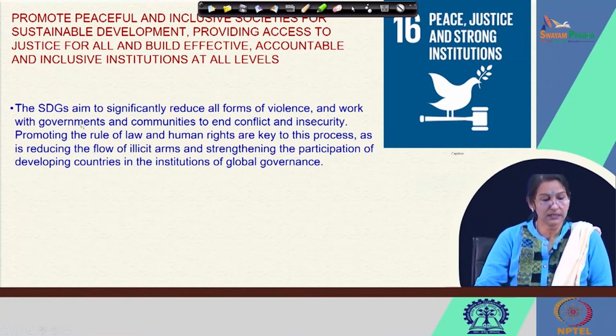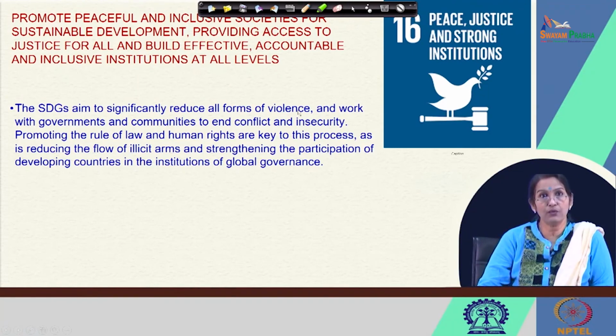Therefore, this SDG aims to significantly reduce all forms of violence and work with governments and communities to end conflict and insecurity. Promoting the rule of law, human rights, and gender equality, which we have already discussed, are the key processes of reducing the flow of illicit arms, then terrorism, and strengthening the participation of developing countries in institution building and global governance.